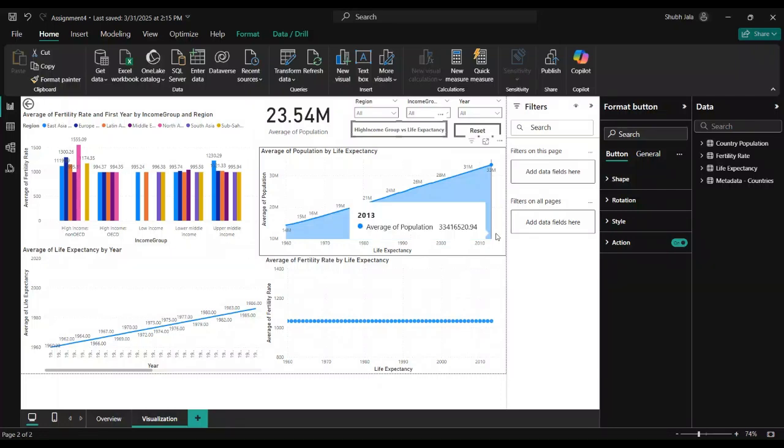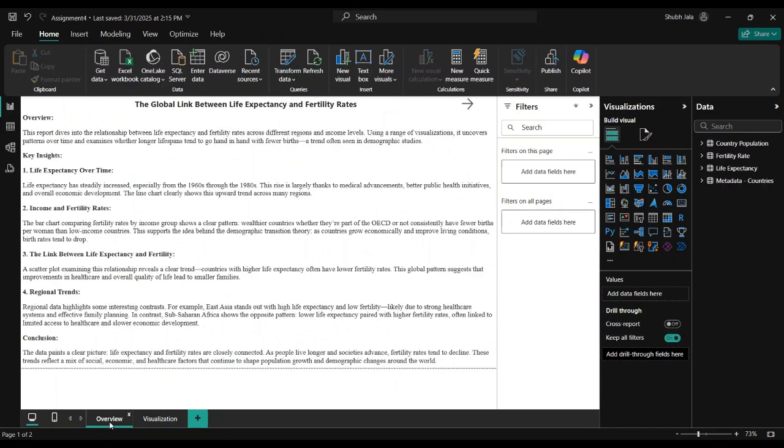Hello everyone, let's talk about assignment 4 and how this is going to work. Assignment 4 is all about the global link between life expectancy and fertility rates.